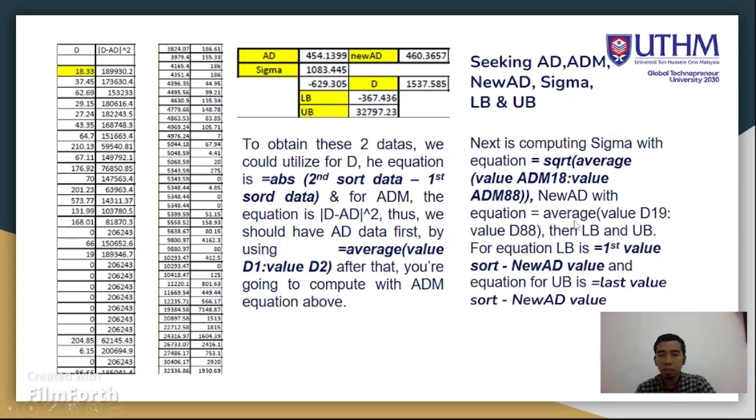Then after computing the new AD, next are low bound and upper bound. The equation to look for low bound is equals the first value of sort minus the new AD value. So for low bound, we go to our sort value number one minus the new AD value. And the equation for UB, upper bound, is equals the last value of sort, so the last data of sort minus the new AD value. This one is the value of new AD.